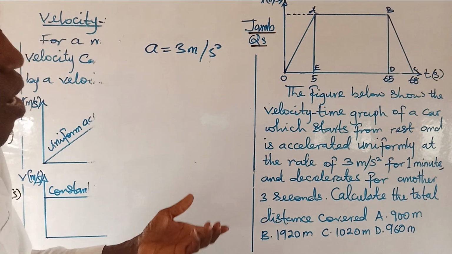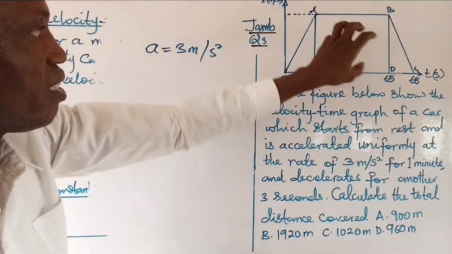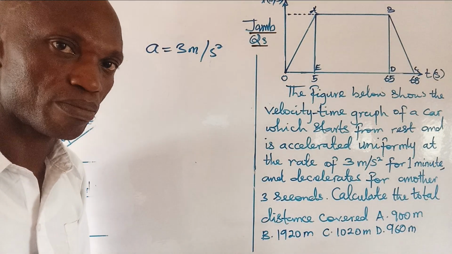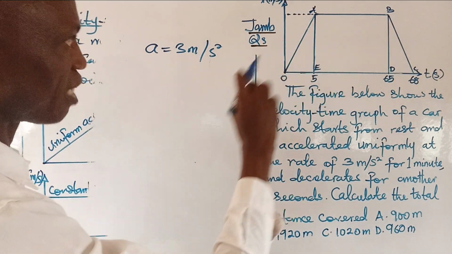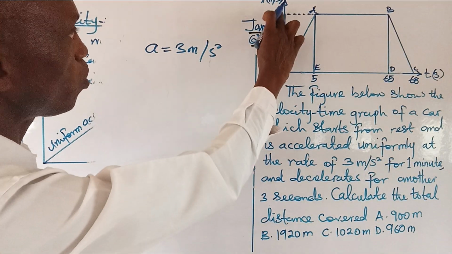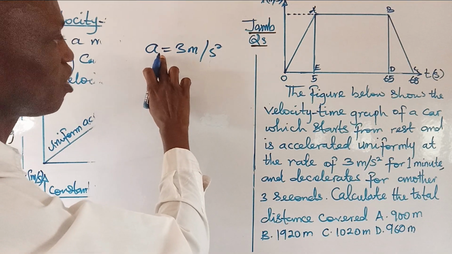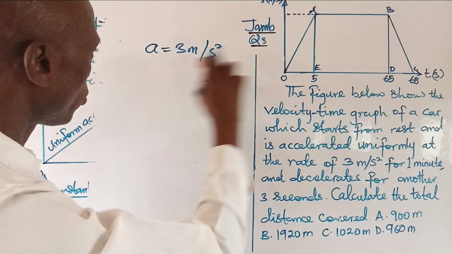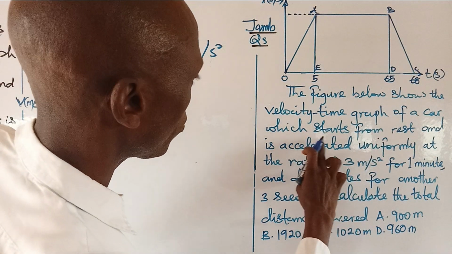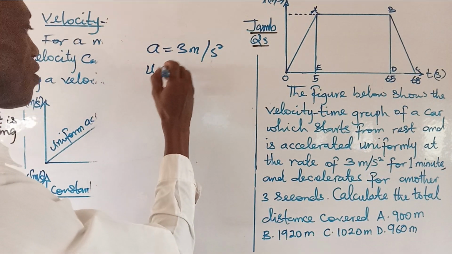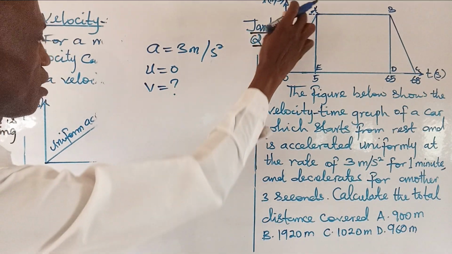The total distance covered is equal to the area of this graph, and the shape of this graph is a trapezium. But before we can calculate the area, there is something necessary we have to do very fast. We need to determine the value that is here, the height. We are given the acceleration and the time. To determine the velocity is so simple. The body starts from rest, so initial velocity u is equal to 0. Our final velocity v is what we want to calculate.